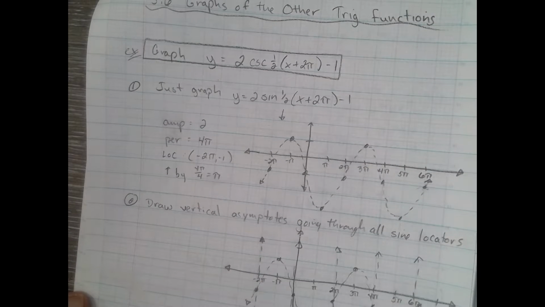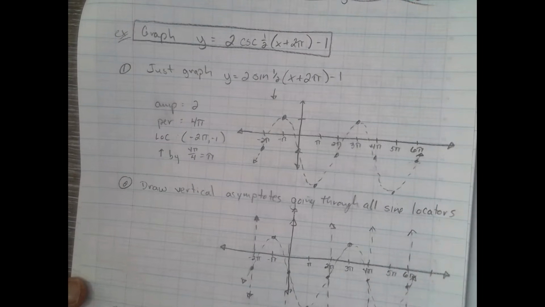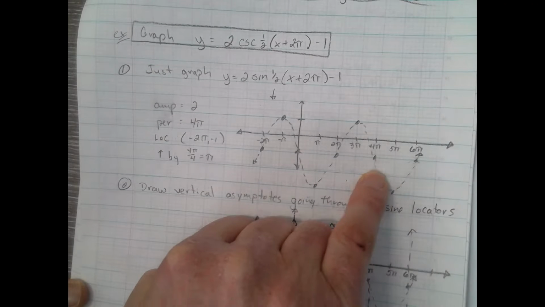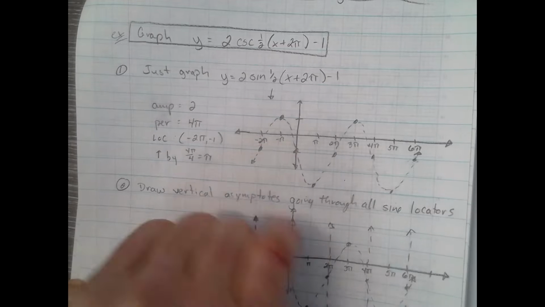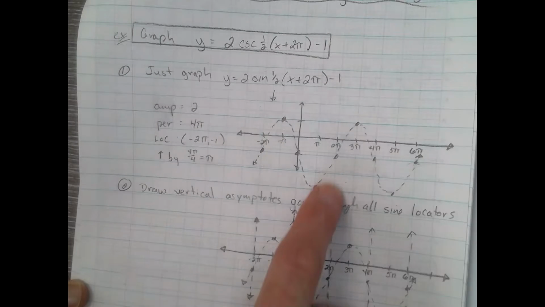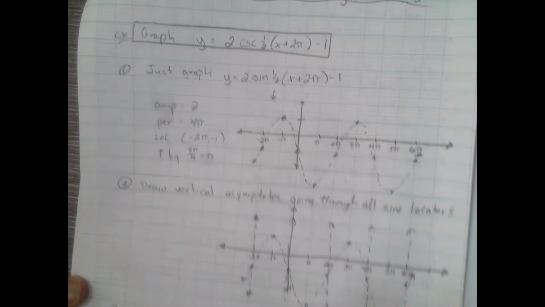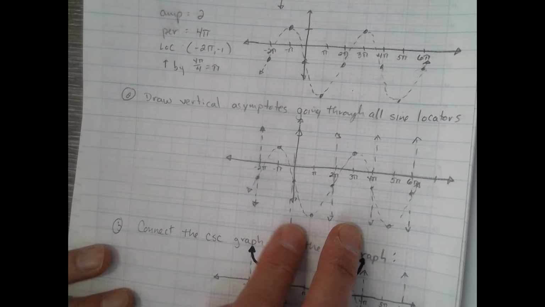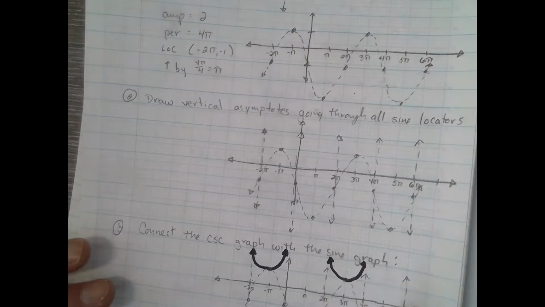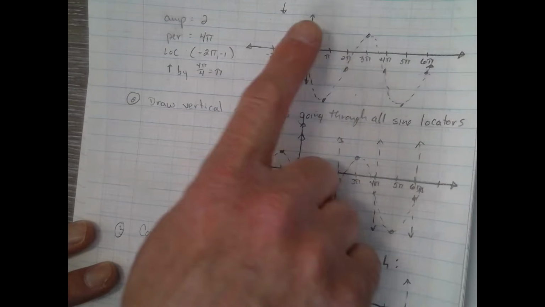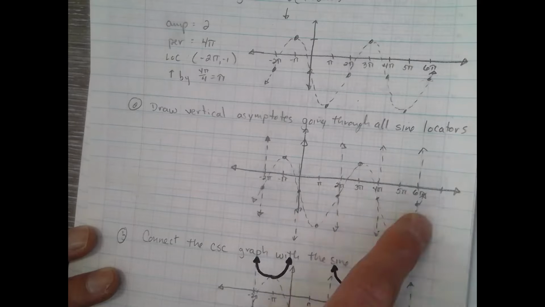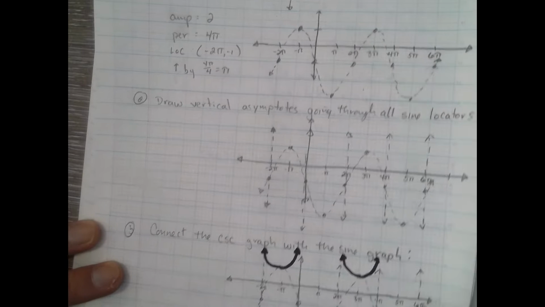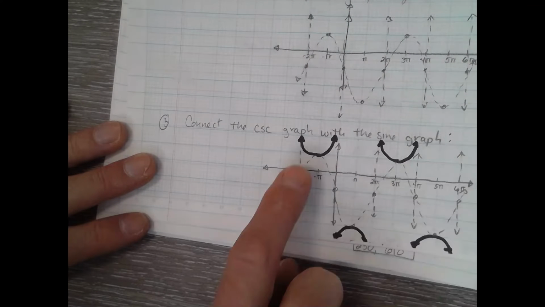Once you get that finished, every time you have a sine locator, or every time this curve goes through this midline, these are all sine locators, draw a vertical asymptote through all of those points. The asymptotes also should be dashed because they are not a part of the graph. They're just used in order to find the graph of cosecant. So far we've just graphed it as sine, and I drew vertical asymptotes through all of the midline points, the sine locators.